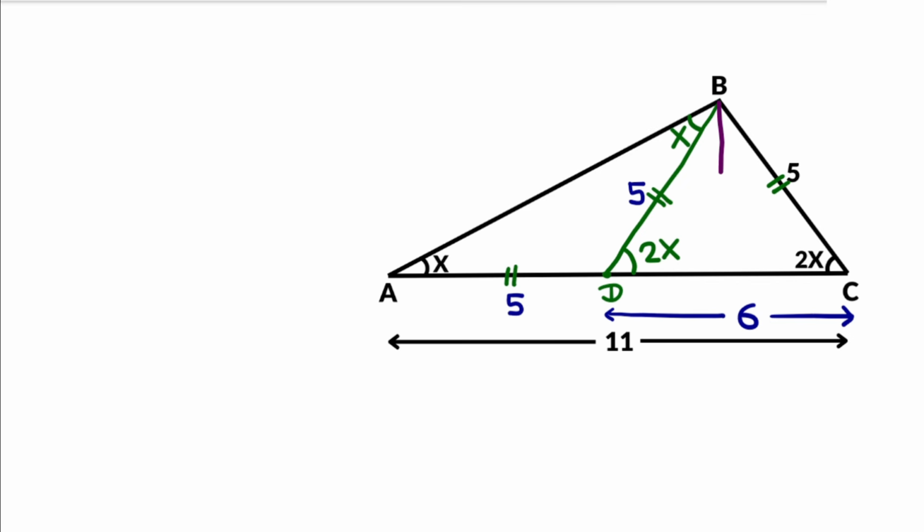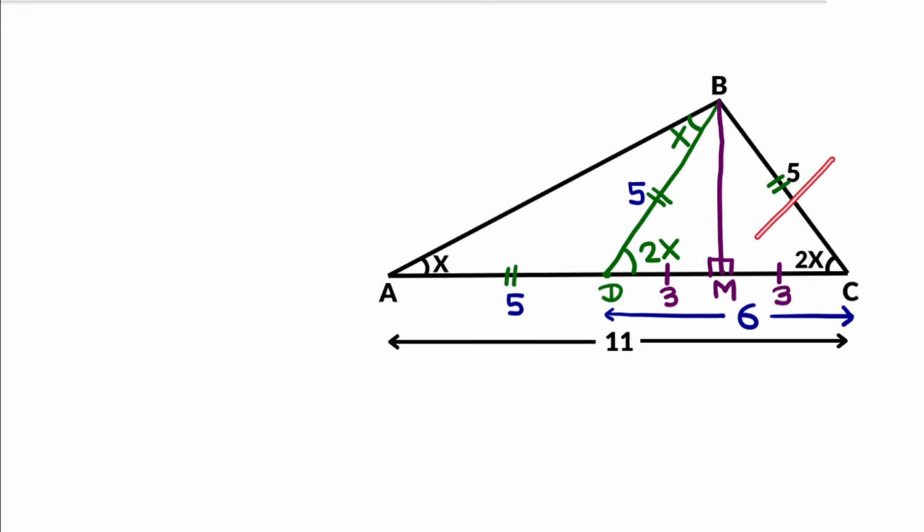Drop a perpendicular line from point B down to the base DC. Let it meet the base at point M. Because triangle BCD is isosceles, a perpendicular drawn from the top vertex also bisects the base. So DM equals MC. Since DC is 6 units, each half is 3 units.